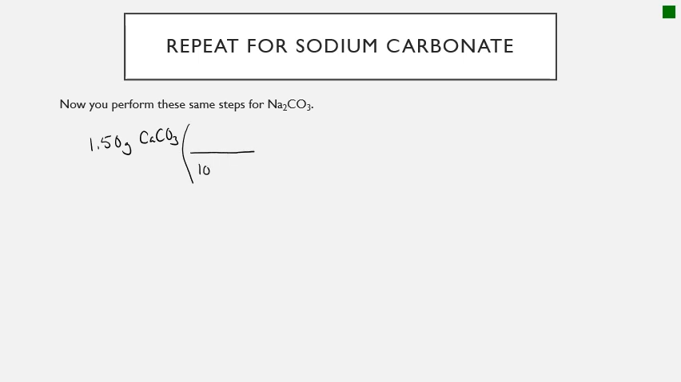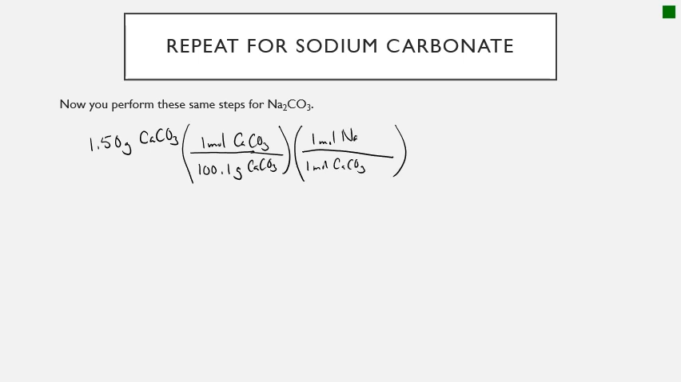So 100.1 grams of calcium carbonate is needed to form 1 mole of it. Now, in this chemical reaction, the mole ratio again is 1 to 1. I need 1 mole of sodium carbonate to make 1 mole of calcium carbonate. So 1 mole of sodium carbonate will give me 1 mole of calcium carbonate.